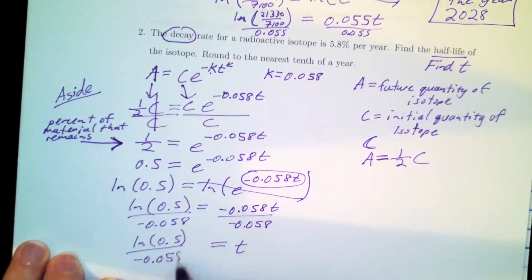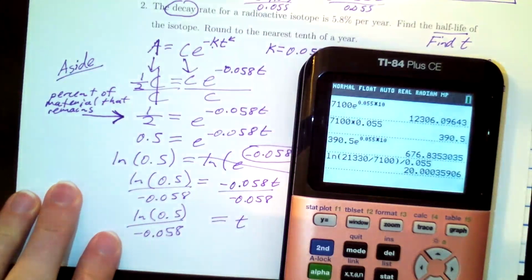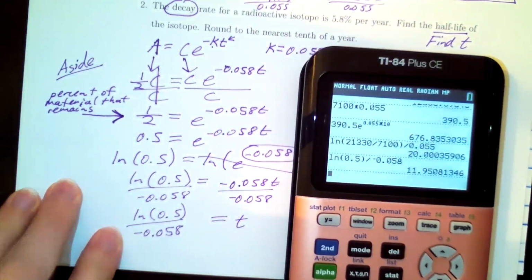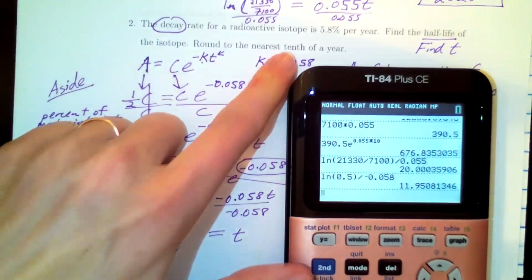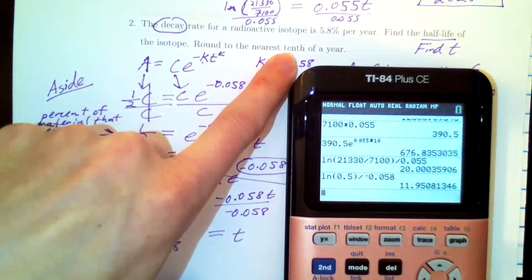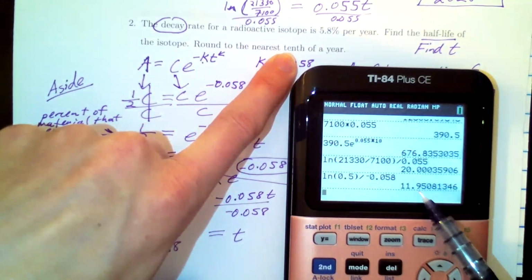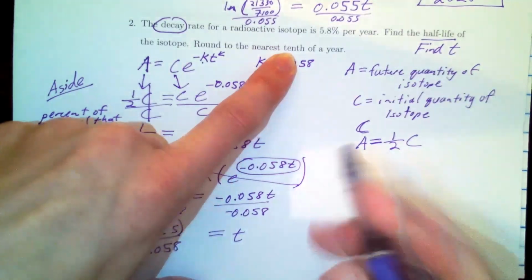Make sure you're using your ln key and not the log key. So you have ln 0.5 divided by negative 0.058. And you get 11.95 and some change. Now look at how they told you to round. It says round to the nearest 1/10 of a year. So that means 1 decimal place. I want to round to 1 decimal place, but it's already a 9. So the 5 would make that round up, which in turn makes the whole thing round up. So it looks like T is 12 years.